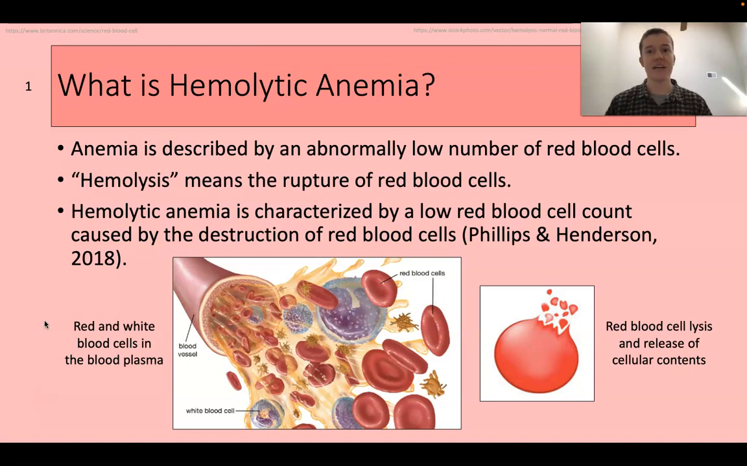Okay, so anemia can be described by an abnormally low number of red blood cells, also called erythrocytes, in the blood. The word hemolysis literally means the breakdown or rupture of red blood cells. And together, hemolytic anemia is characterized by a low red blood cell count caused specifically by the destruction of red blood cells at a faster rate than new red blood cells can be created.